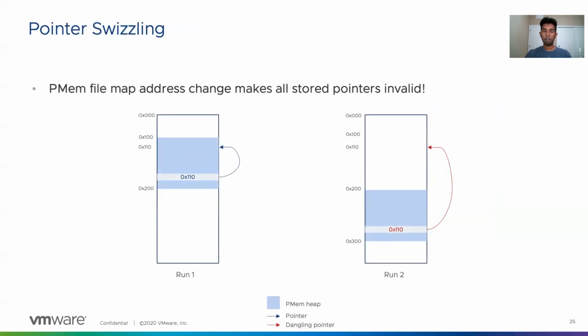GoPmem enables applications to use pmem by mapping the pmem file into its address space. But what happens if the mapping address changes after application restart? Here, the first figure shows the pmem file mapped at address 100 during its first run. In the second run, the pmem file gets mapped at address 200. Now, all stored pointers in the heap are invalid. For example, the pointer that was pointing to address 110 now becomes a dangling pointer.